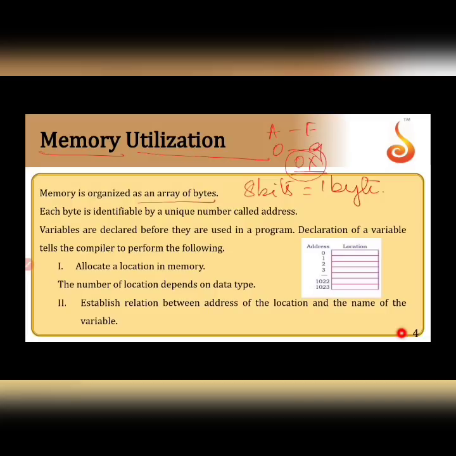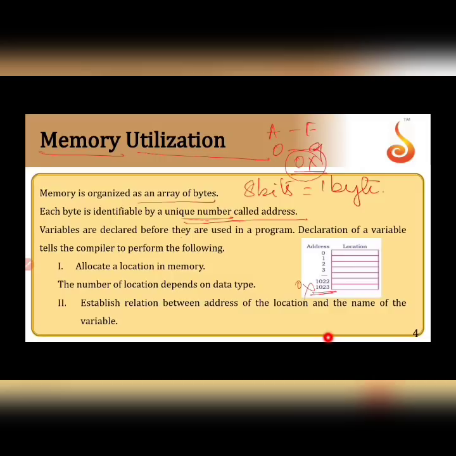An address is nothing but a hex number. Memory is an organized array of bytes, and each byte has a unique number. This number is a hex number, and it is called the address of that location. This is very important: the address of this location.